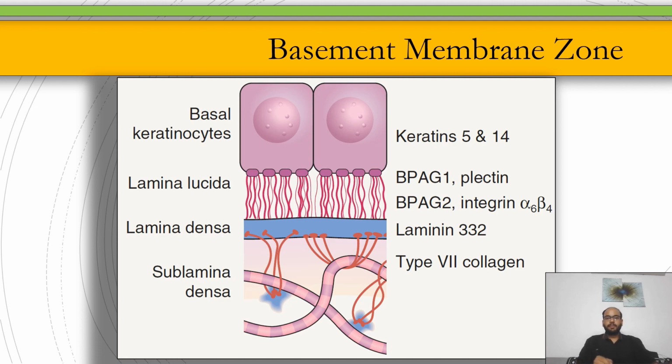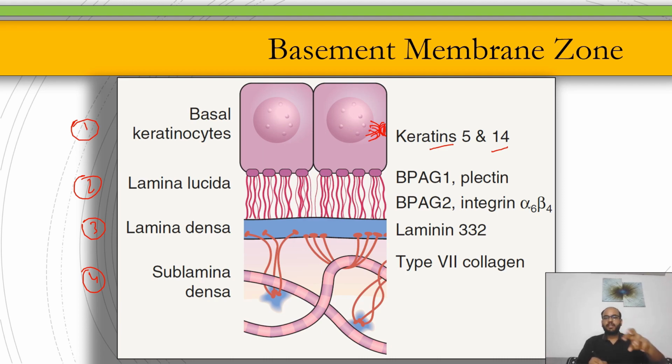So, in the basement membrane zone, we have the four zones: keratinocytes, lucida, densa, and sublamina densa, or the area where we have the anchoring fibrils. And these are the major constituents. We have discussed a little bit about keratins 5 and 14. We have discussed how they lead to formation of desmosomes at the lateral wall.